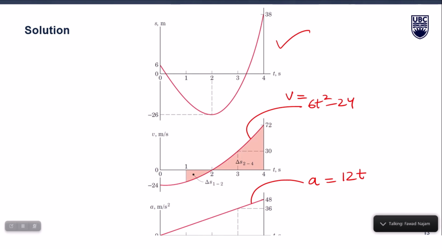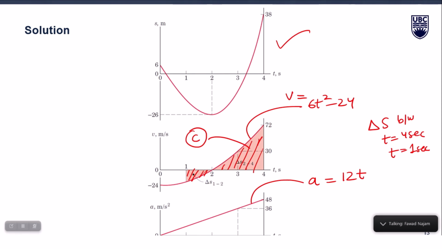So when I am asking in part C, for example, to calculate the delta S between t equal to 4 seconds and t equal to 1 second, I am graphically asking you to determine this shaded area, right? Shaded area in the v versus t relationship between the same two time instants, t equal to 1 second to 4 seconds. So this shaded area is graphically equal to the number which you will be calculating in part C. It will be actually 54 meters, right? S4 minus S1, right?